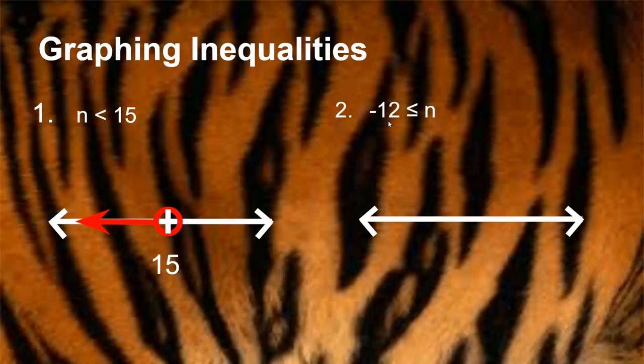In this one, it says negative 12 is less than or equal to n. Well, start with negative 12. It's a closed-in circle, meaning it's filled in. And then notice, even though this thing is pointing left, it is not pointing at the variable. Since it's eating the variable, we go right.